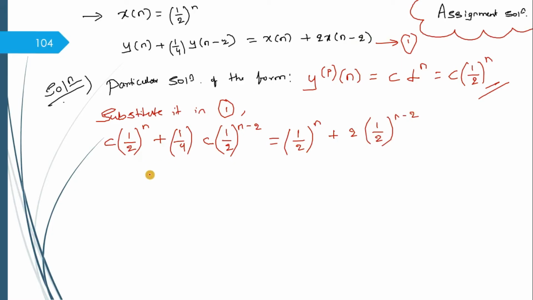Now what am I supposed to do here? I do some simple mathematical simplification. I multiply throughout by 1 by 2 raised to minus n. So minus n plus n cancels, and you will get c plus 1 by 4 into c into 1 by 2 raised to minus 2, and on the right side plus n cancels, and you will be left with 1 by 2 raised to minus 2.